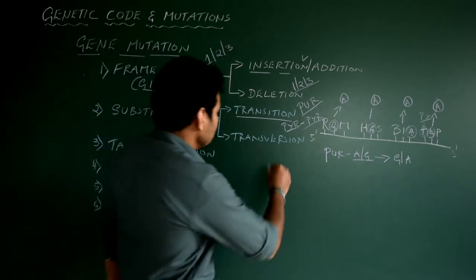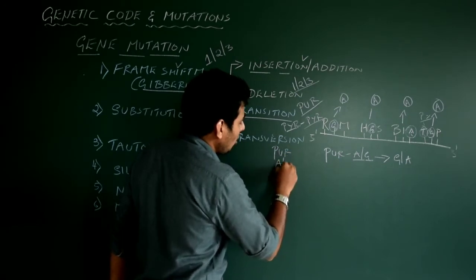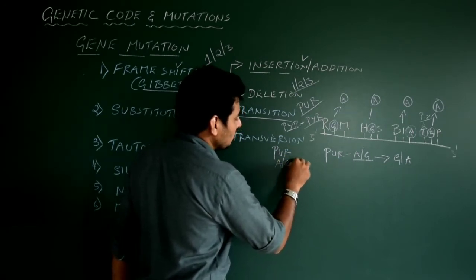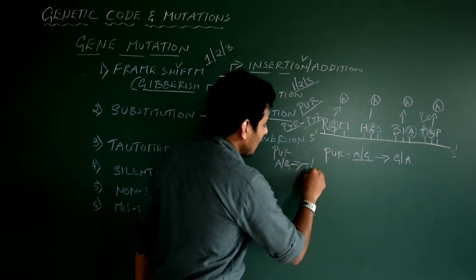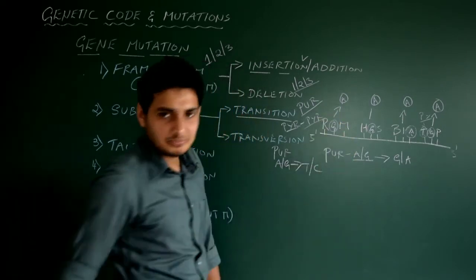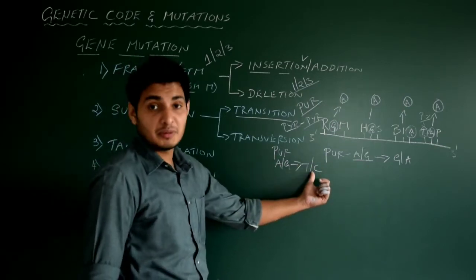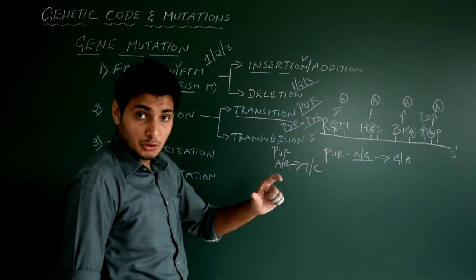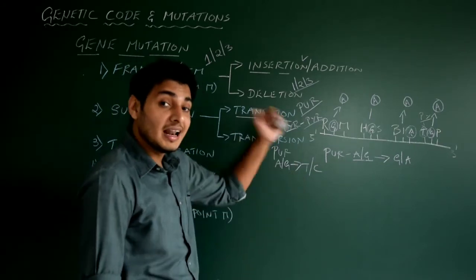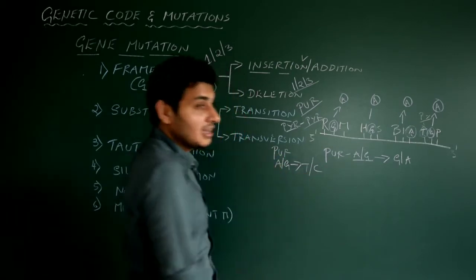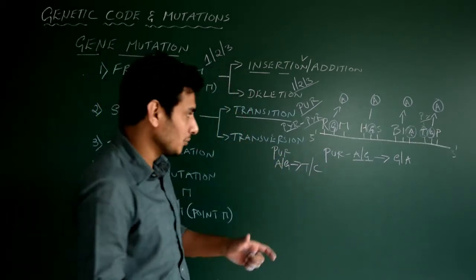Transversion. Now, if I replace a purine, which could be adenine or guanine, with thymine or cytosine, that is a purine replaced by a pyrimidine. It could be that a purine is replaced by a pyrimidine, or a pyrimidine is replaced by a purine. This is actually called transversion. Hope you are getting my point.